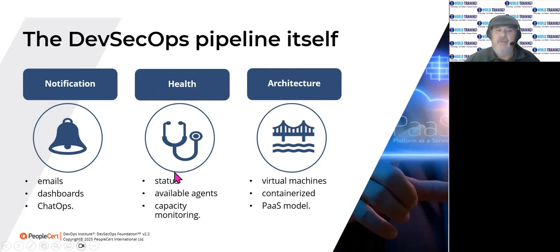Check the health of the pipeline proactively. Maybe have some probes and synthetic monitoring going on. Status should be visible. Any agents that are being used as part of synthetic testing, for example, could be built in. Keep an eye on capacity and other factors that may affect the pipeline.